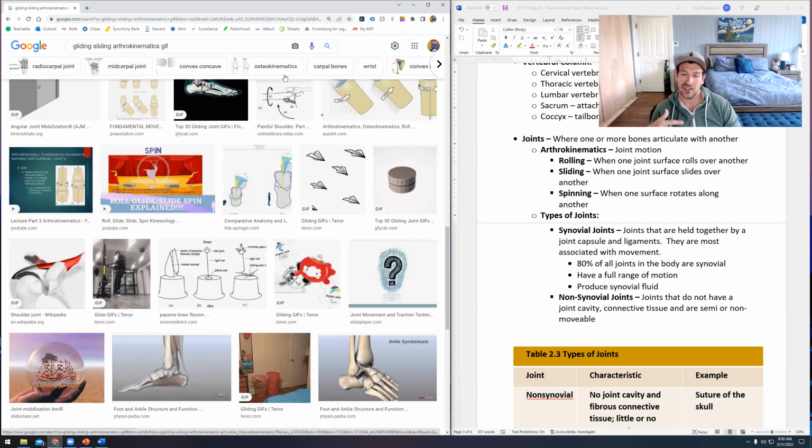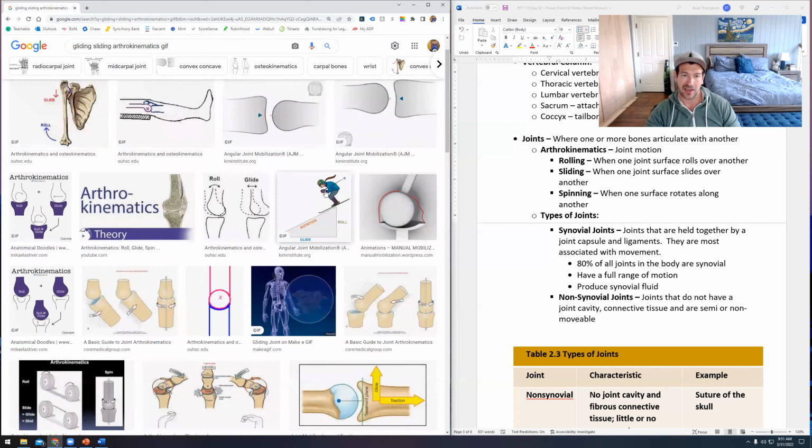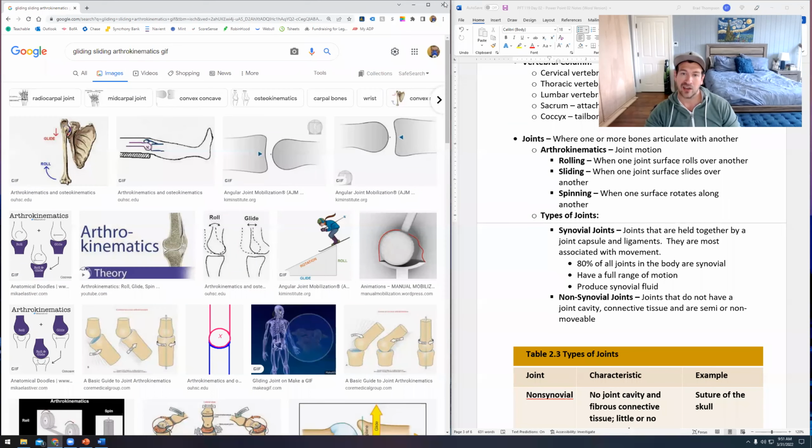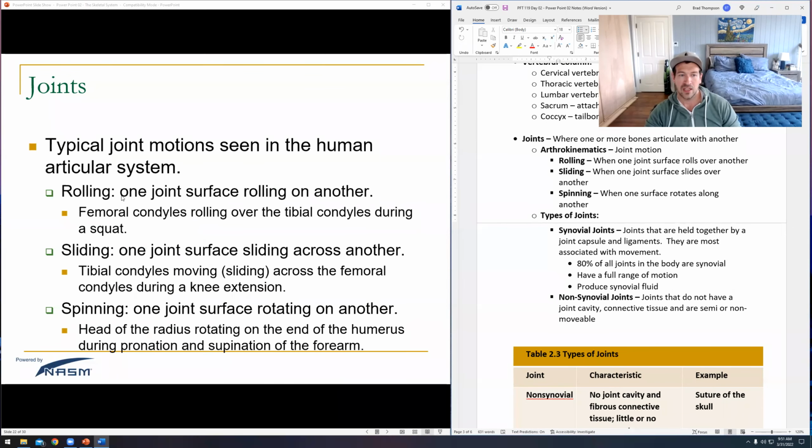When you think of the different types of joints you have, you probably think of a ball and socket joint, like your shoulder, right? It does a little bit of a roll, it does a little bit of sliding, and it does a little bit of spinning. It can really do everything. And that's why it's the most mobile joint in your body.